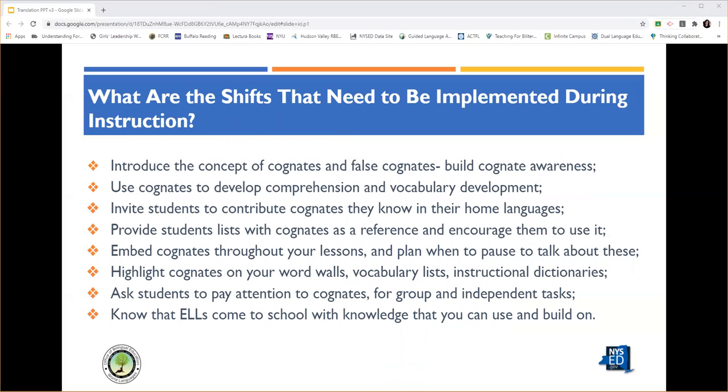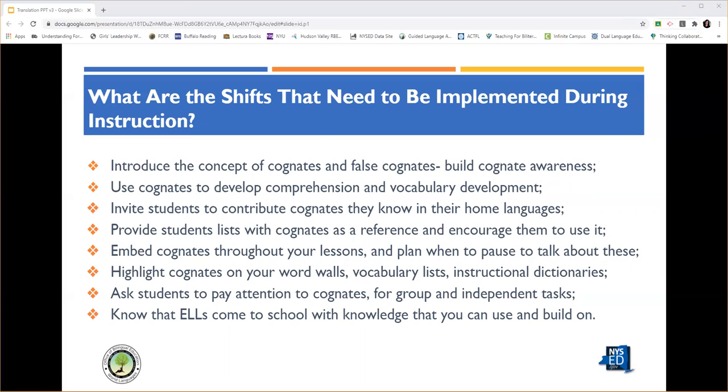What are some shifts that need to be implemented during your instruction? So you want to be able to introduce the concept of cognates and false cognates. You want to build that awareness. If you're not specific in telling the students what a cognate is and what a false cognate is, it'll be difficult for them to make that connection or to be intentional in finding cognates.